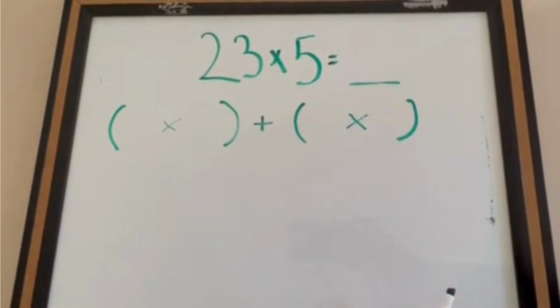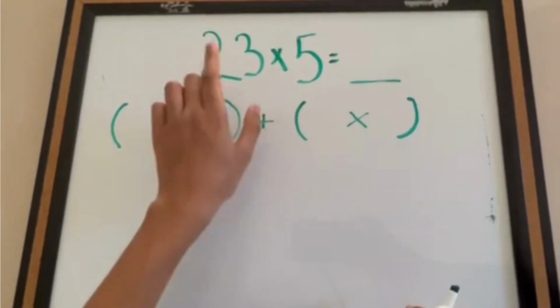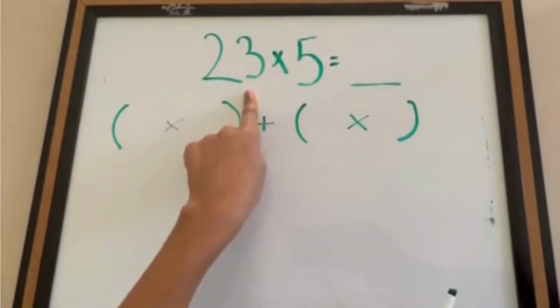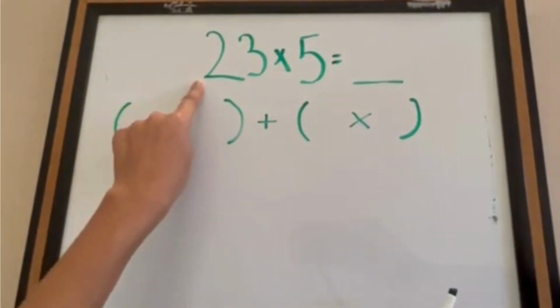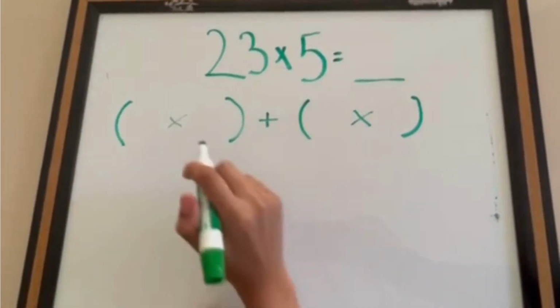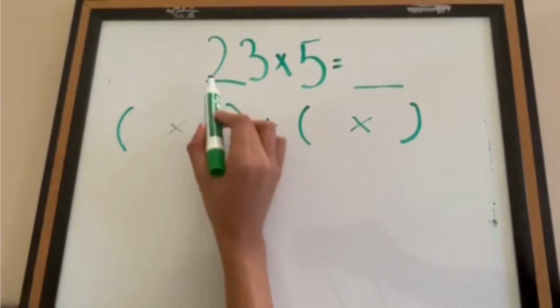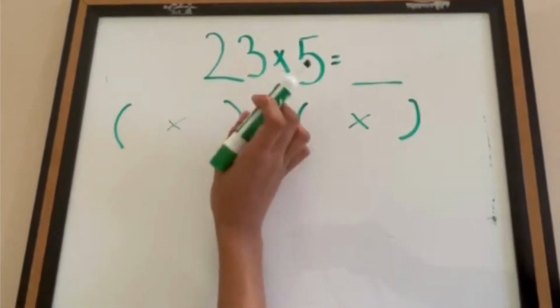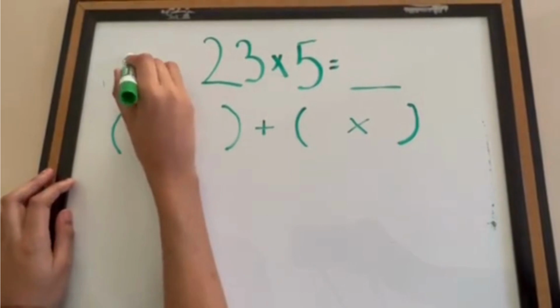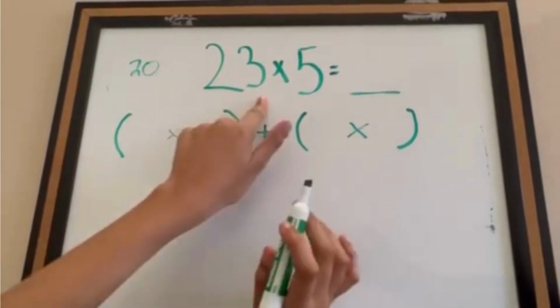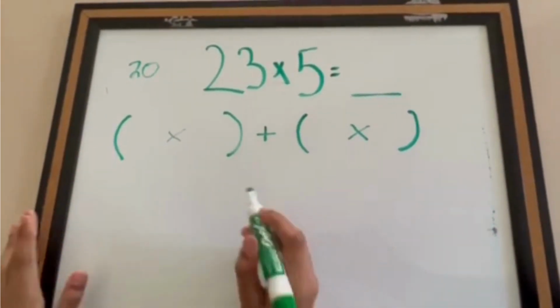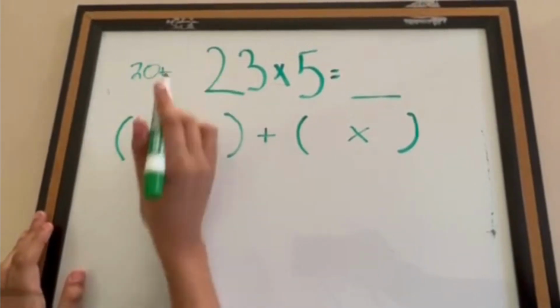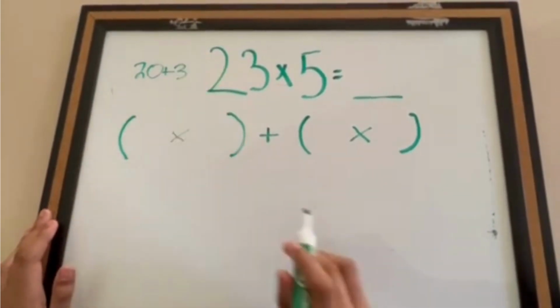Well, we're going to figure that out by decomposing. You're going to decompose one of your two factors. I'm going to decompose the number 23. We've learned how to decompose in previous episodes. So, looking at 23, we have a 2 in the tens place, so we know 2 tens is 20. And we have a 3 in the ones place, meaning that is 3 ones. So, decomposed, 23 is 20 plus 3.